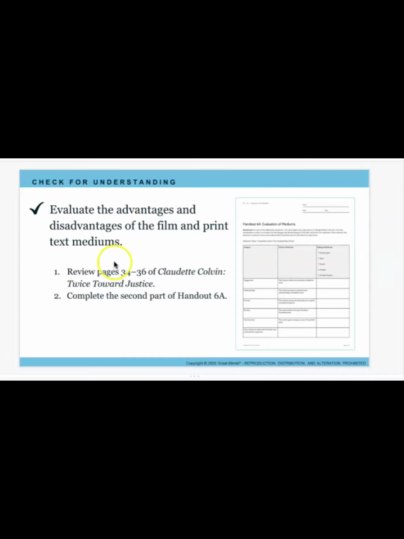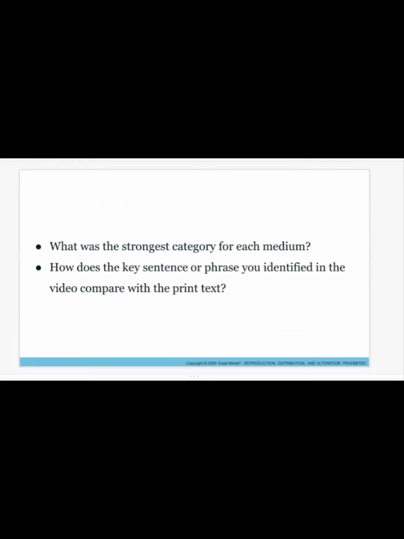Now I want you to review pages 34 through 36 in the novel and complete the second part of handout 6A. What was the strongest category for each medium? And how does the key sentence or phrase you identified in the video compare with print text? So in other words, what information did you get more out of? What information did you get from the video that you didn't get from the text, and so forth? So you're basically going to be comparing the two.